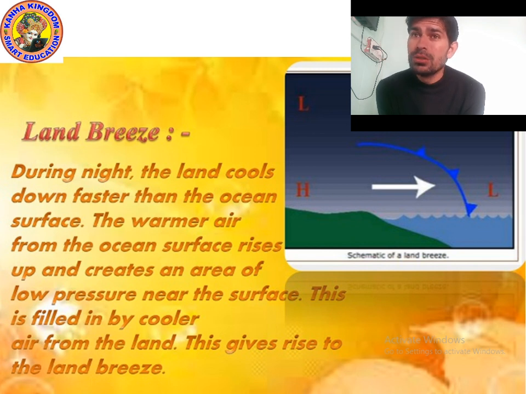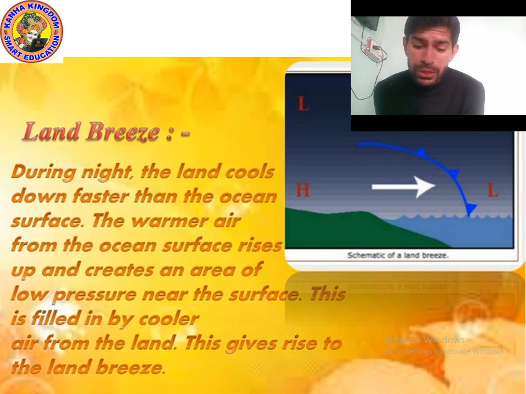So, what will happen? The ocean air will be warm because it will take time to cool. So, what will happen with the warm air? Warm air from the ocean surface will rise up, and creates an area of low pressure near the surface.